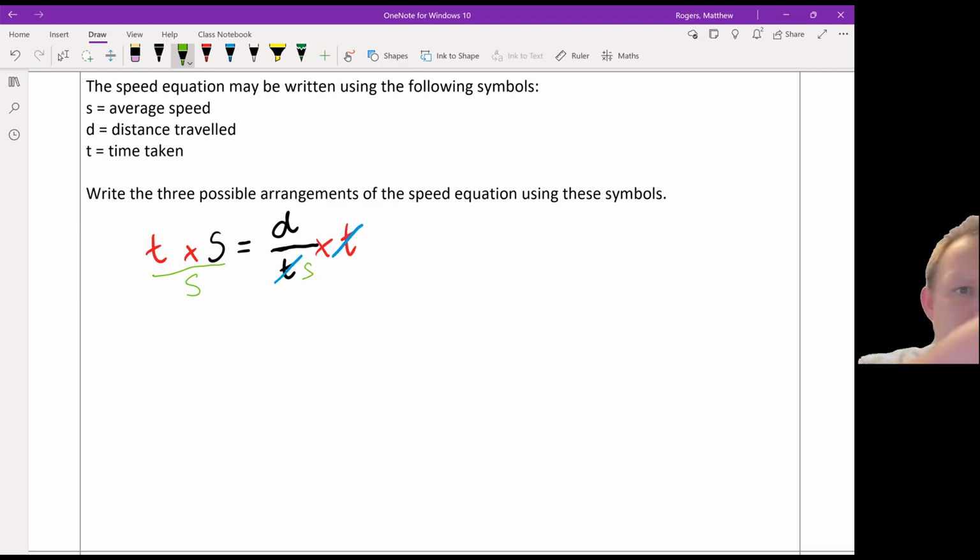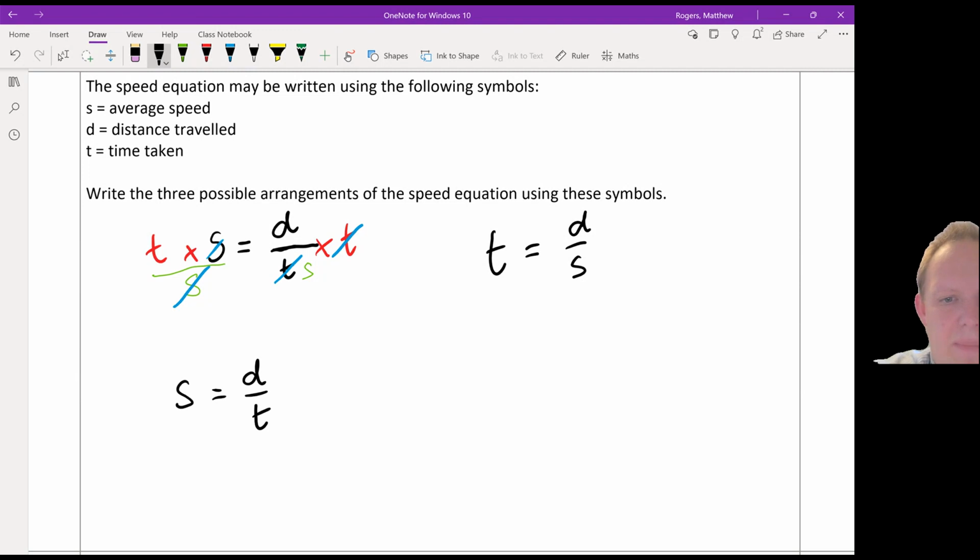It's looking a bit messy, but hopefully if we cancel out these S's, we should see that this comes out as T is equal to D divided by S. So we've rearranged and we get time is equal to distance over average speed, just like we had with words above. Again, if we want to get D on its own, let's go back to our original. Speed is equal to distance over time.